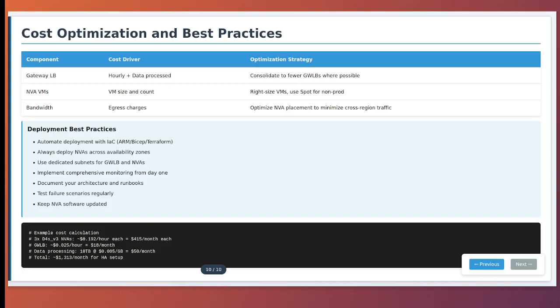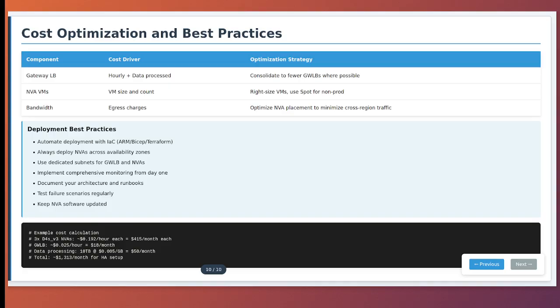Security considerations are paramount. Even though your NVAs provide security, they need protection too. Use network security groups to restrict management access to your NVAs. Enable Azure DDoS Protection Standard on the virtual network containing your GWLB. Use managed identities for your NVAs to access Azure resources securely. Regularly update your NVA software to patch vulnerabilities.